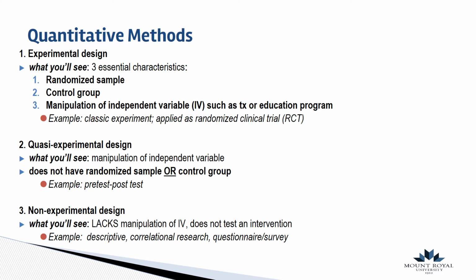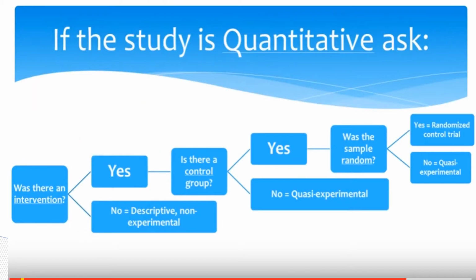And then lastly, the non-experimental design I've already alluded to lacks manipulation of the independent variable. We're not testing an intervention. It's descriptive, correlational, question, survey type of research. There is a video loaded on the Blackboard site, and I really love that video, and I think it really makes these three types of quantitative research understandable.